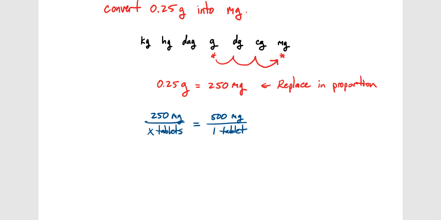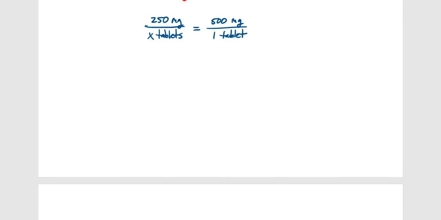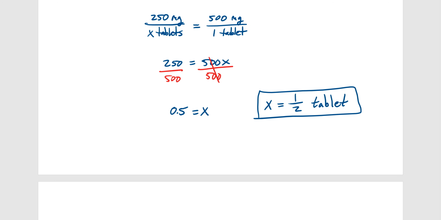Okay, so once we have this new proportion set up down here, we double check to make sure we have the proper units, which we do. They're both milligrams in the numerator and tablets in the denominator, so we can cross multiply and solve for X here. We get 250 equals 500X, divide both sides by 500, and we get X equals 0.5, and we can write that as a fraction, which is X equals 1/2 tablet.